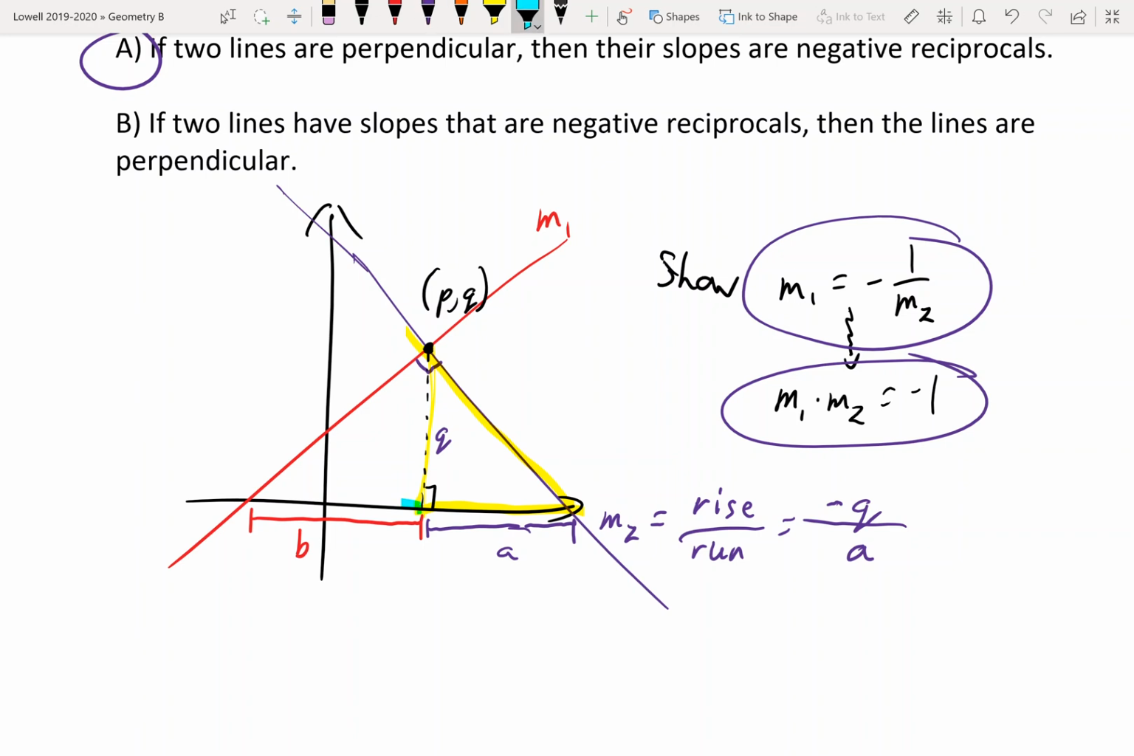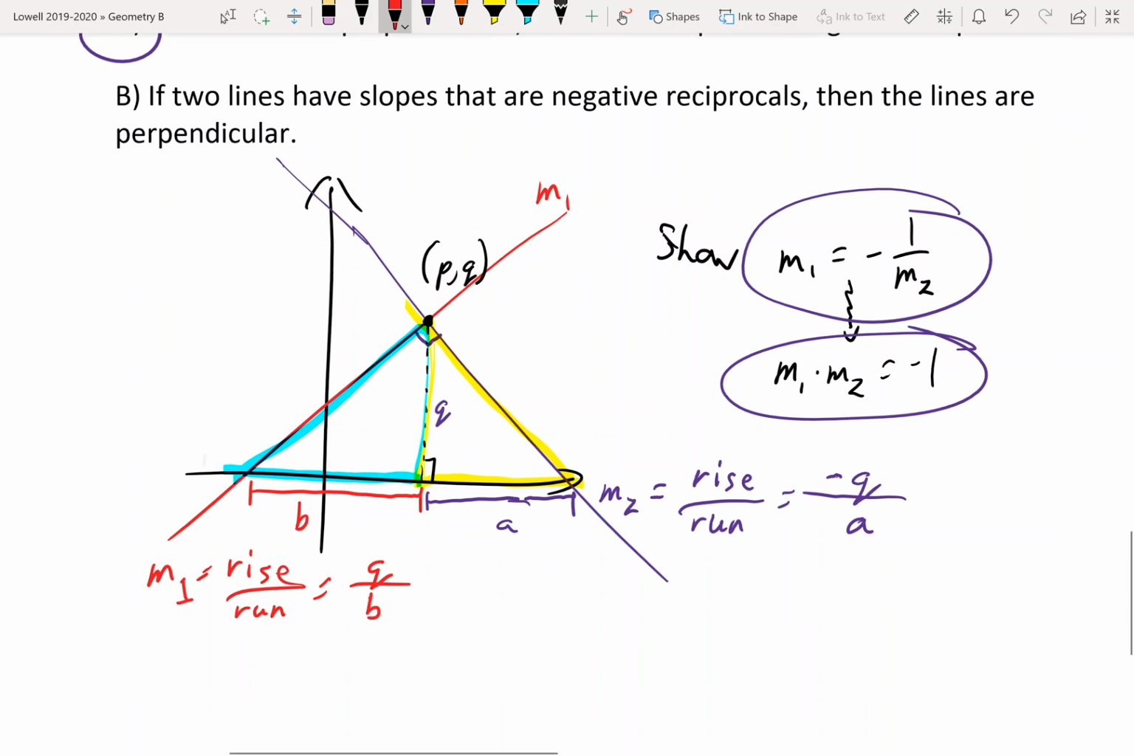Similarly, I'll draw a slope triangle here with this blue one. This will say that M1 is equal to, again, rise over run. My rise, I went up Q this time, so I'll leave it as positive Q. And I ran B.